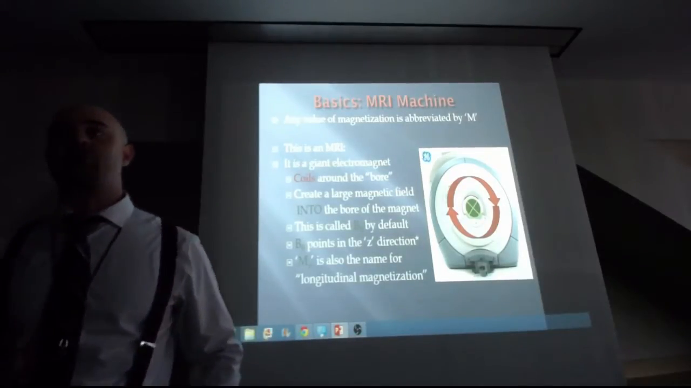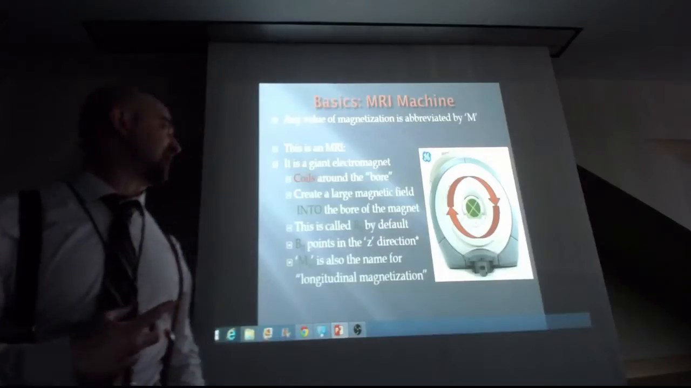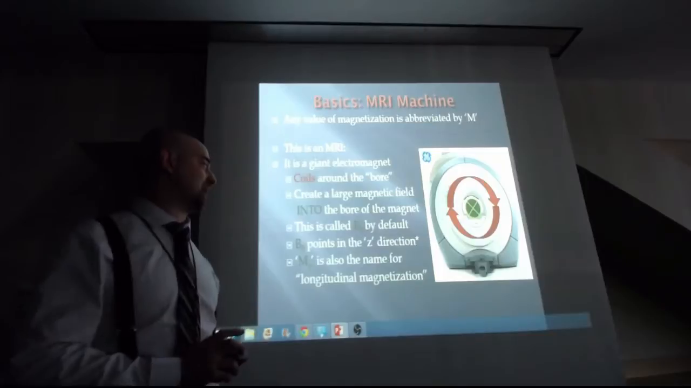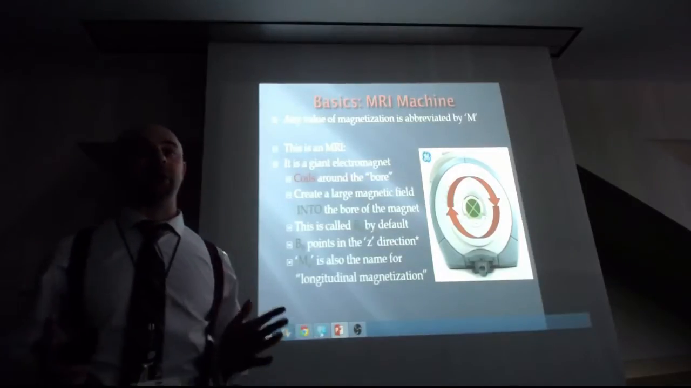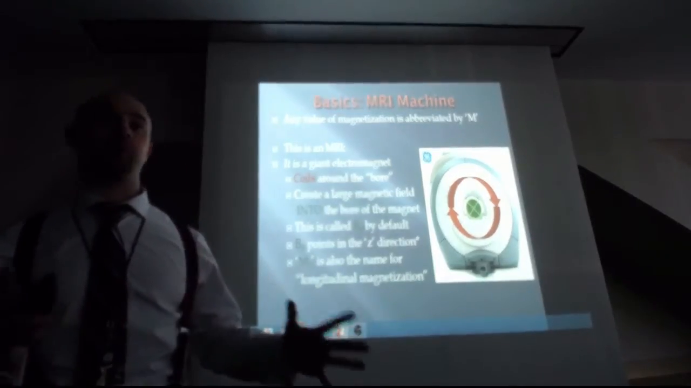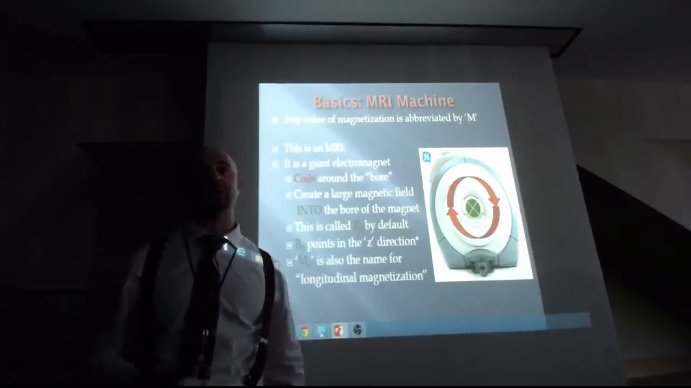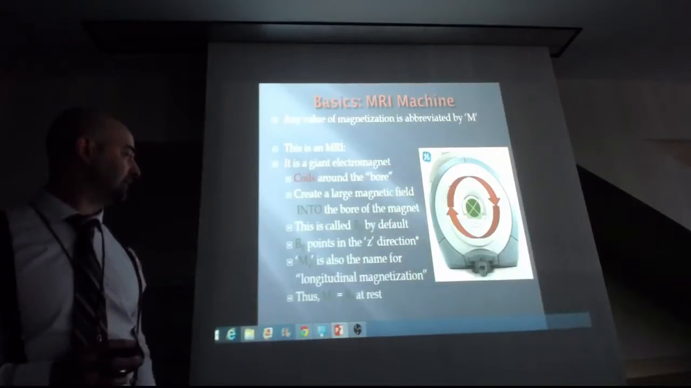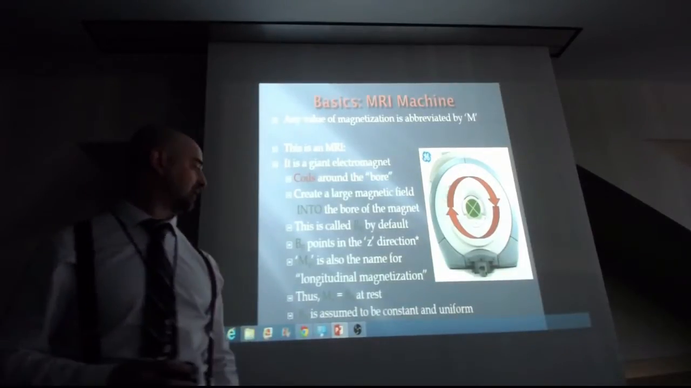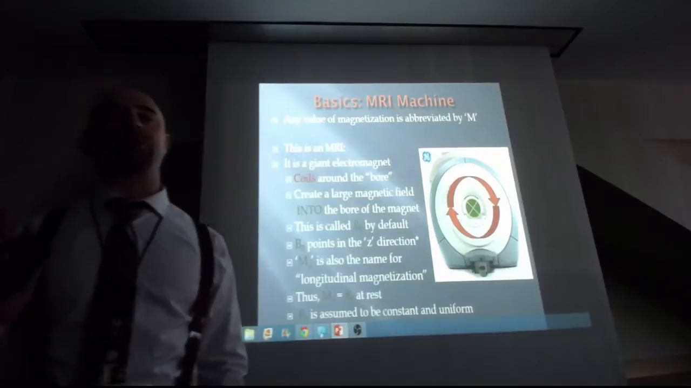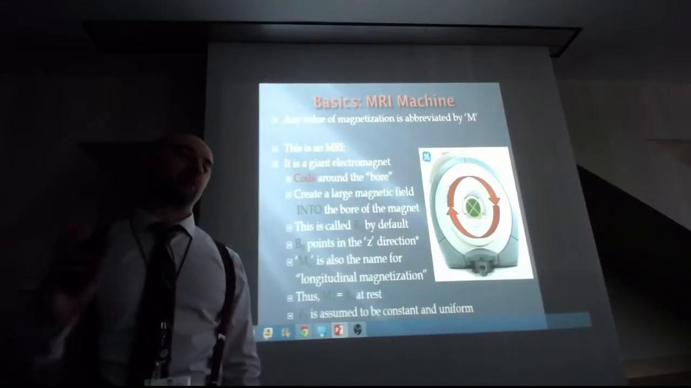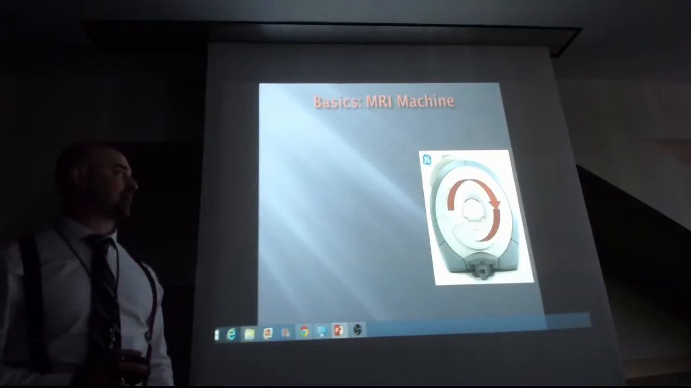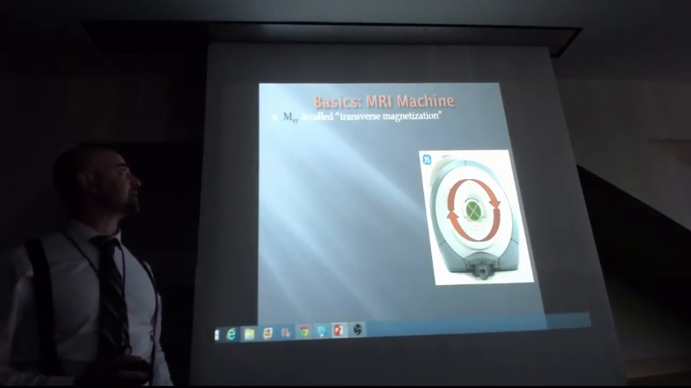Since any magnetization is denoted by a capital M, and Z is the direction of the magnet, MZ is the name for longitudinal magnetization. Assuming everything is at equilibrium, resting, MZ is going to be aligned with B0. And we assume, though this isn't true in the real world, but we try to get as close as possible, that B0 is constant and uniform throughout the bore. So here's our magnet.